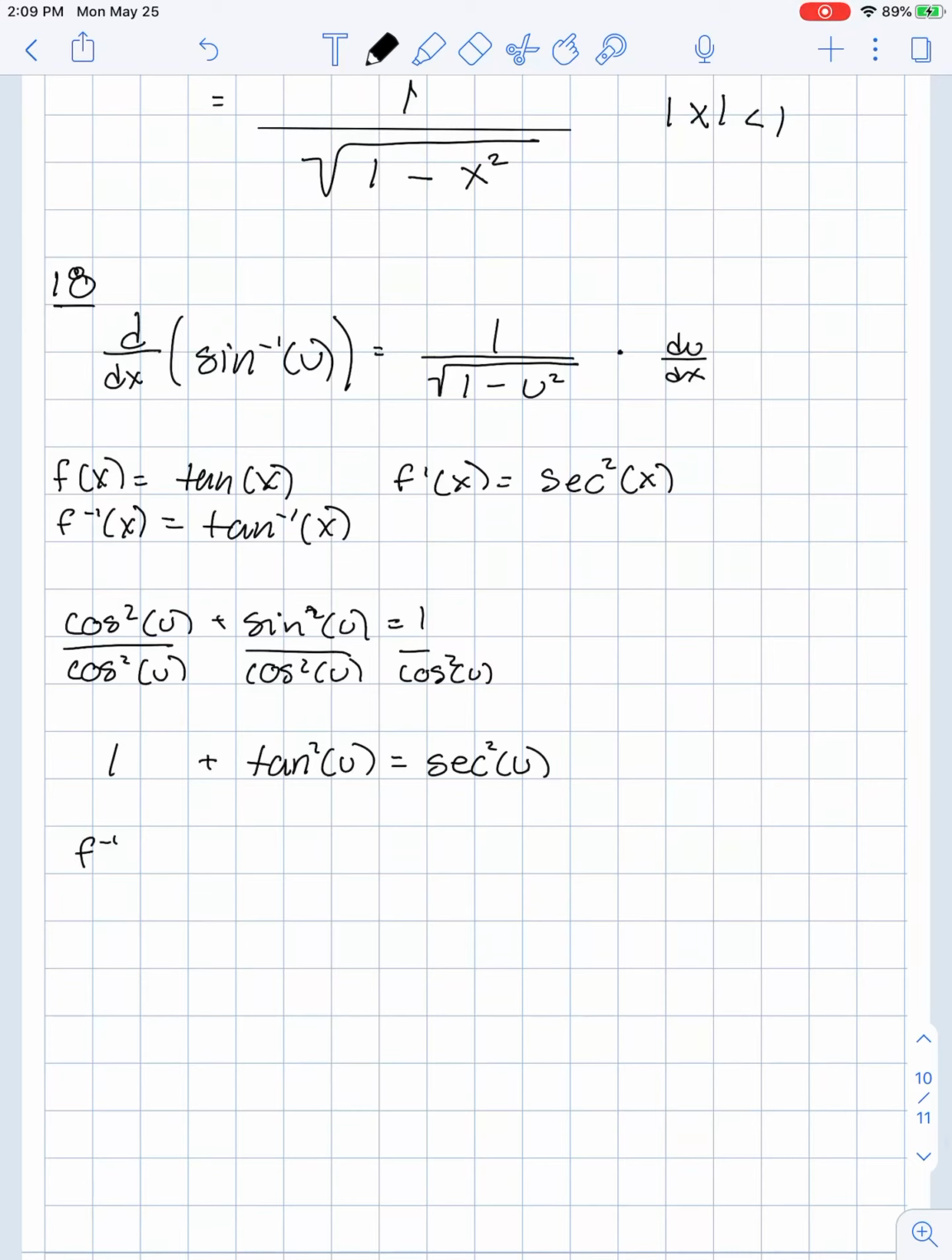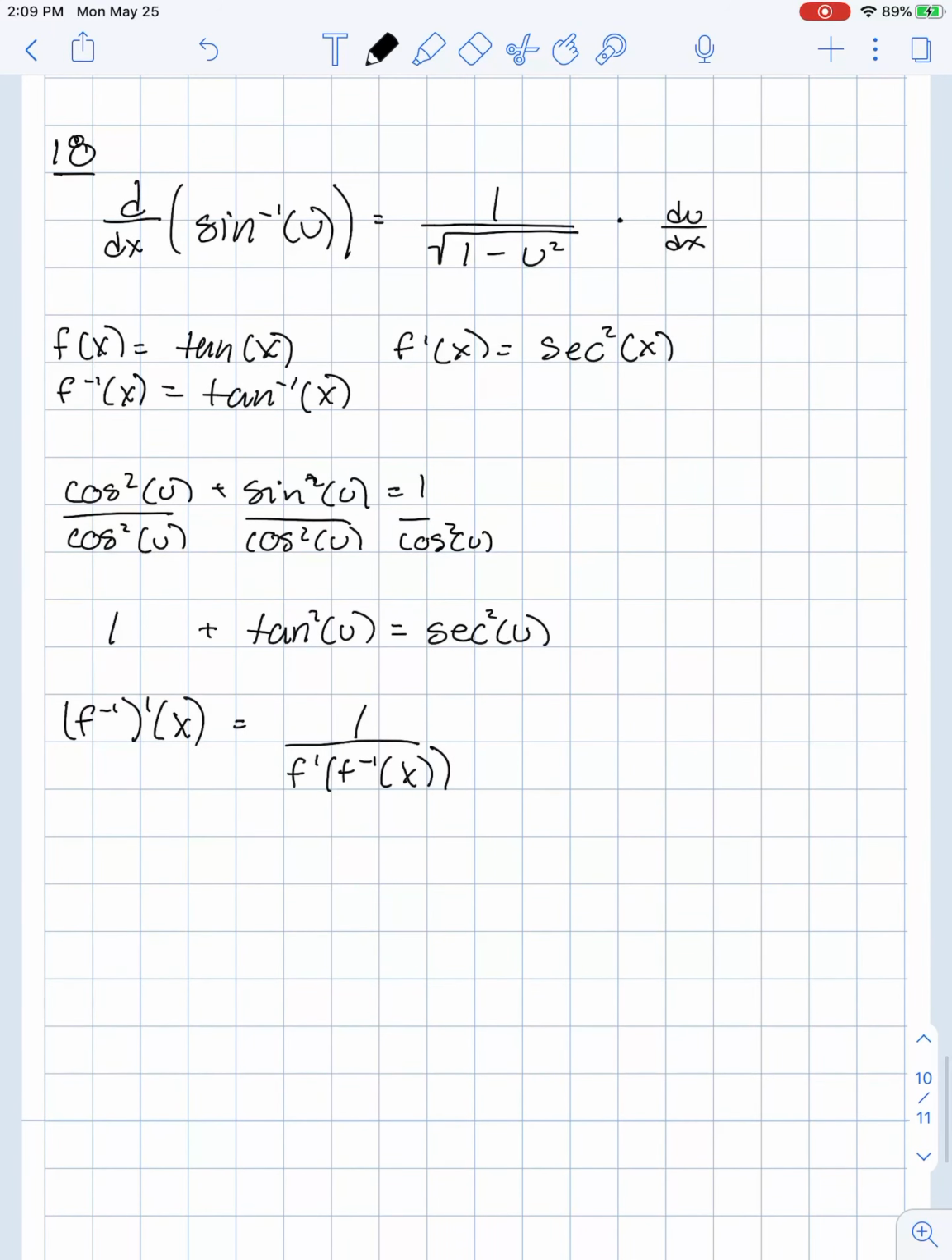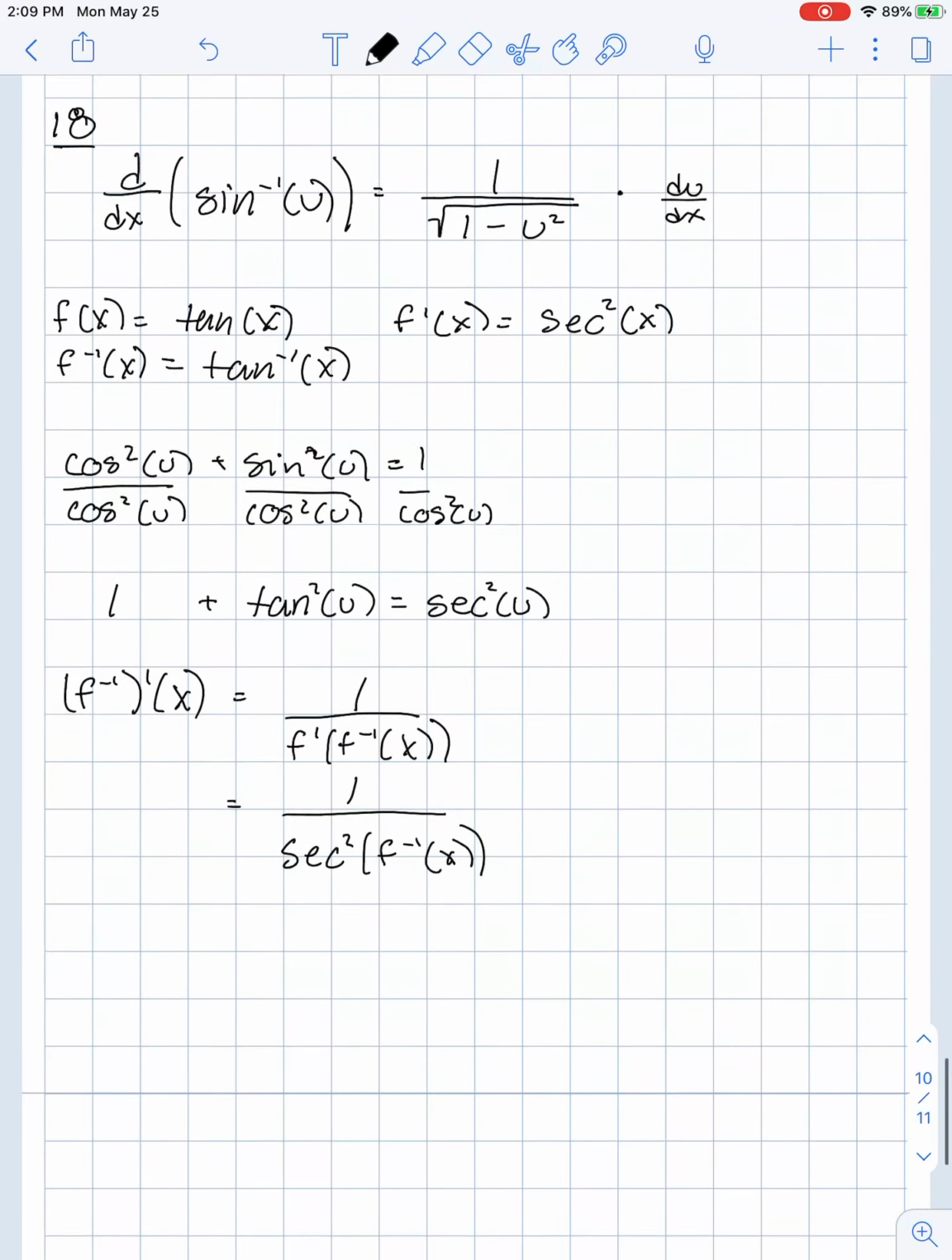So now we're going to find the derivative. So tan inverse prime of x is going to be 1 divided by f prime of f inverse. We love composition functions. So we're going to have 1 divided by f prime, remember, is secant squared. So we're going to have secant squared of f inverse of x.